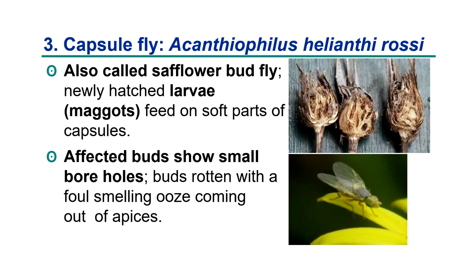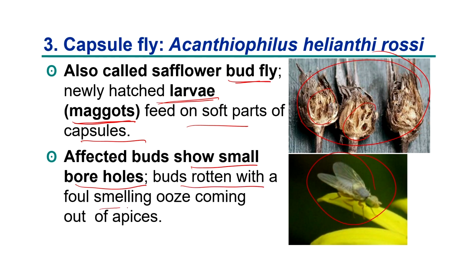Next is capsule fly, also called safflower bud fly. Newly hatched larvae, the damaging stage of capsule fly, are actually maggots. Maggots do not have any legs and feed on soft parts of the capsules. You can see damage being done to the capsules of this crop on the right side, and this is the adult fly. You can see the picture on the right side. So affected buds show small bore holes. You can clearly see the holes in this picture. Buds rot, with a foul smelling ooze coming out of the apex.